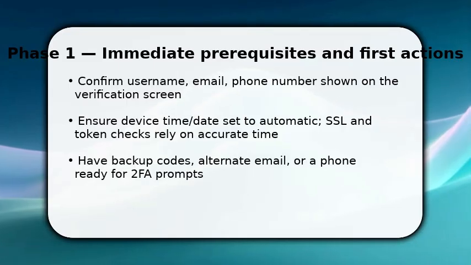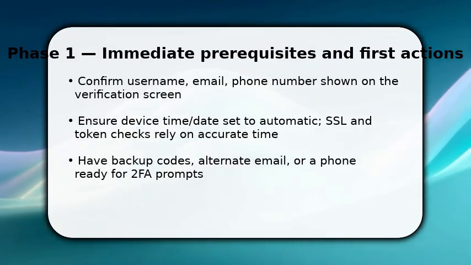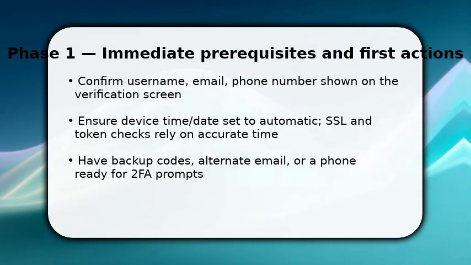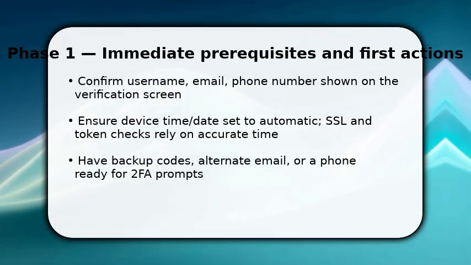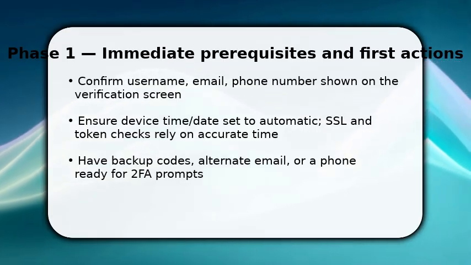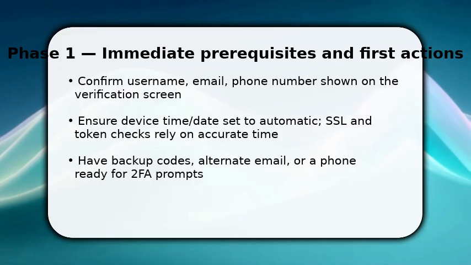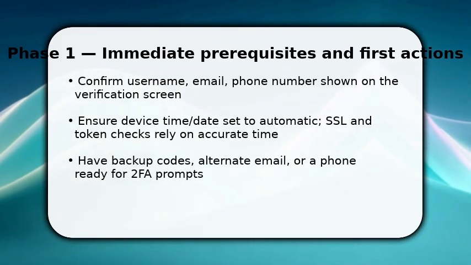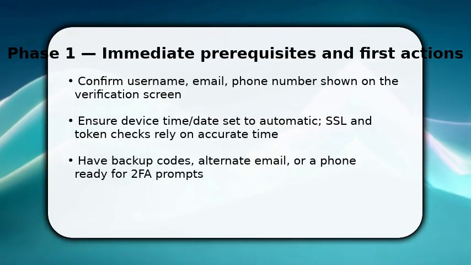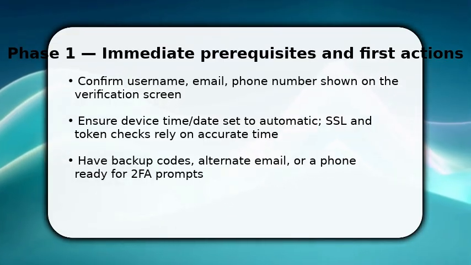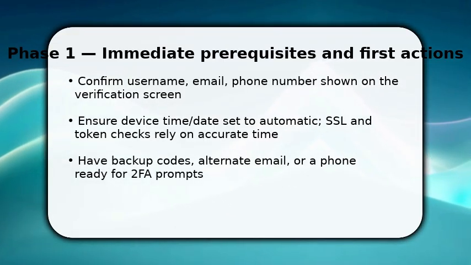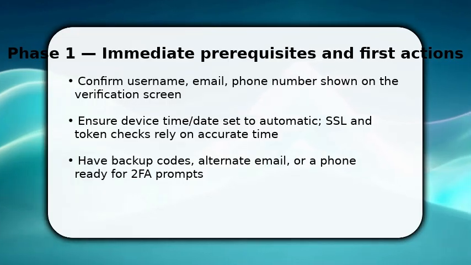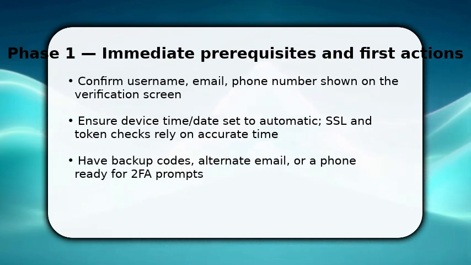You start by validating the essentials. Double-check the account identifier and contact methods listed on the error screen. Make sure your device time and date are set to automatic, because verification tokens and SSL validation often fail when clocks drift. Once you have backup codes, an alternate email, or a phone ready for two-factor prompts, proceed to request a new verification message. This first step reduces false failures, and it makes the next troubleshooting actions targeted and faster to execute.